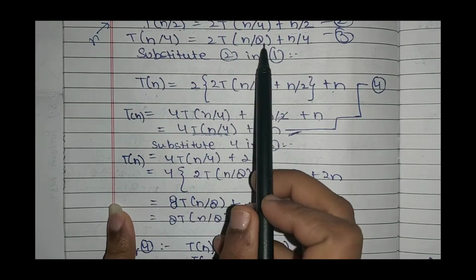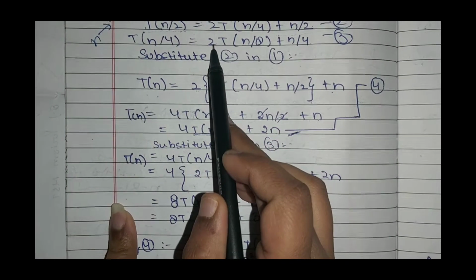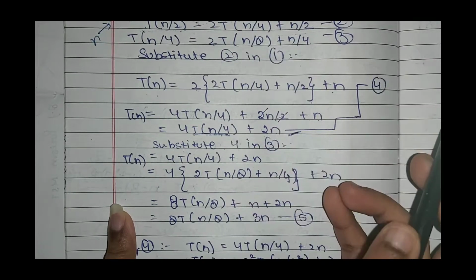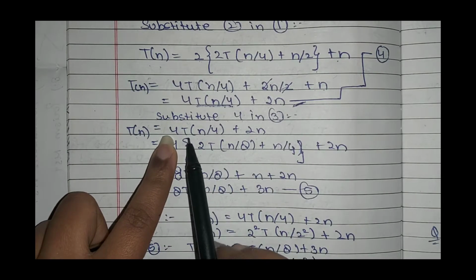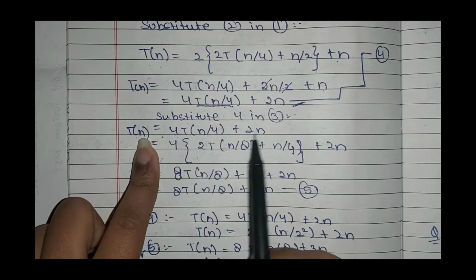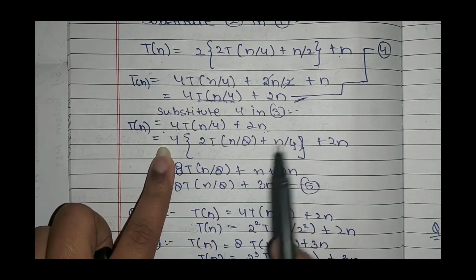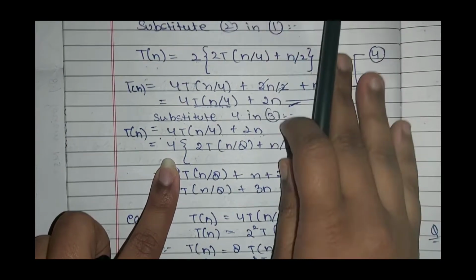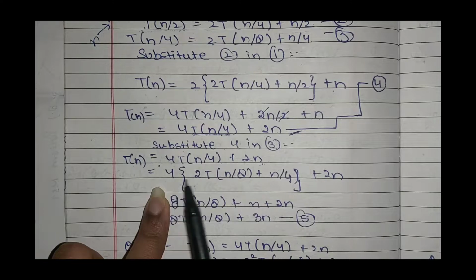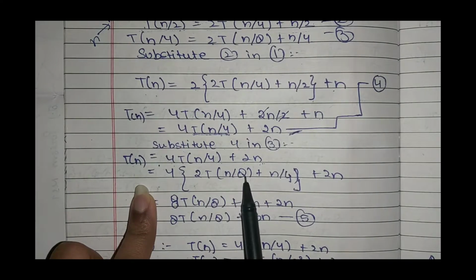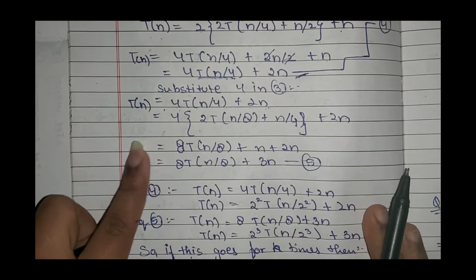T(n/4) is 2T(n/8) plus n by 4. So we'll put the equation 3 value of T(n/4), this 2T(n/8) plus n by 4, right? So what we'll get, T(n) is 4T(n/4) plus 2n. This is equation number 4 that we have, and T(n/4) is 2T(n/8) plus n by 4. So 4 will come out, and T(n/4) is 2T(n/8) plus n by 4 in curly brackets, plus 2n, this part, right? Now we'll simplify it again.